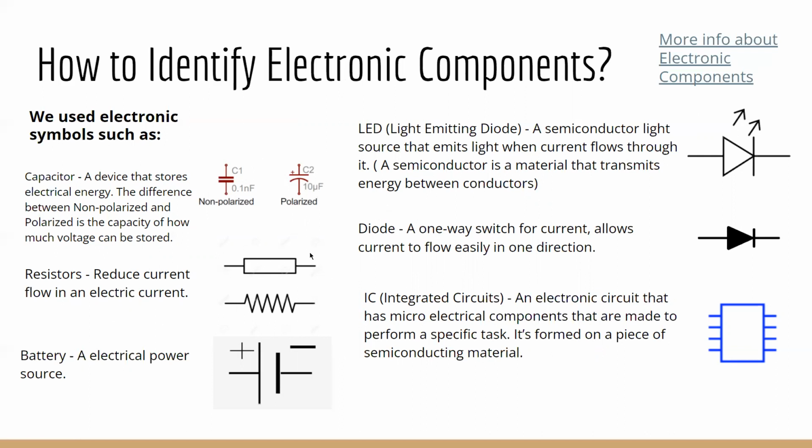There are two different types of resistors you'll usually see. The top one here is used internationally, but the bottom one here is usually used in North America. A battery is an electrical power source. An LED, a light emitting diode, is a semiconducting light source that emits light when current flows through it. A diode is a one-way switch for current to flow. It allows current to flow more easily in one direction.